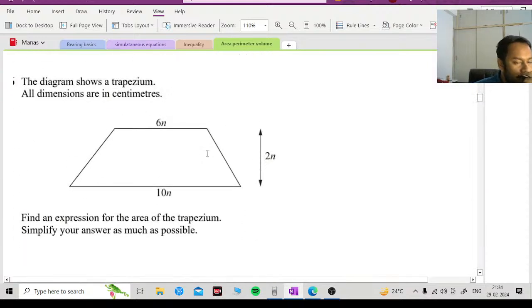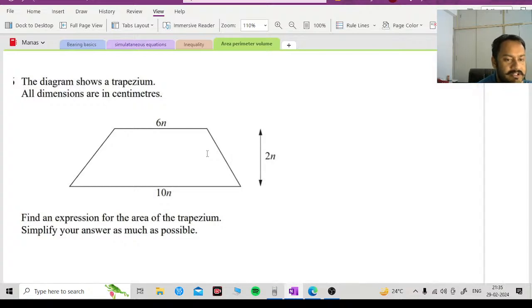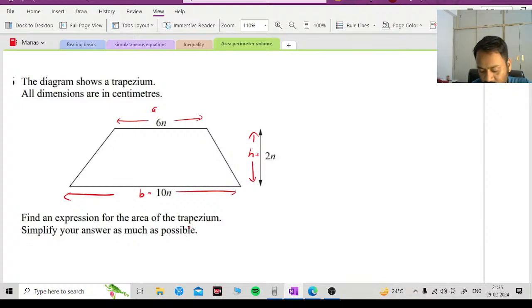Now, the diagram shows a trapezium. All the dimensions are in centimeter. So you can see the dimensions are in centimeter. Now, it is written here that 6n is the a. This is your a, this is your b, okay, and this is your height. So the height is equal to 2h, right? Now here it is written, find an expression for the area of the trapezium. Simplify your answer as much as possible.